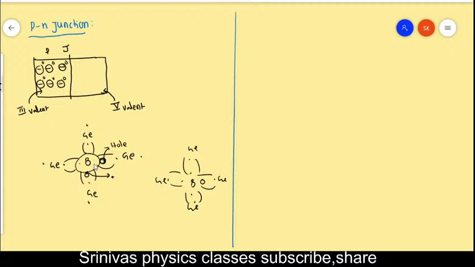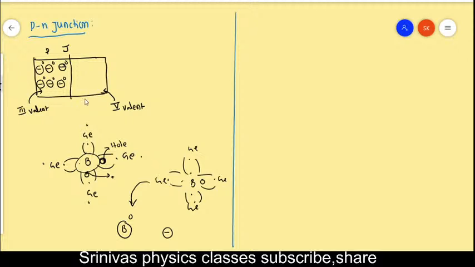Because here the boron atom is there, and the boron atom requires one electron, right? If the boron atom gains the electron, it will become a negative ion after gaining the electron. That means the vacancy is there with the boron, right? That's why here we are writing the minus. Instead of that, we are writing the hole. That hole indicates the vacancy for an electron.